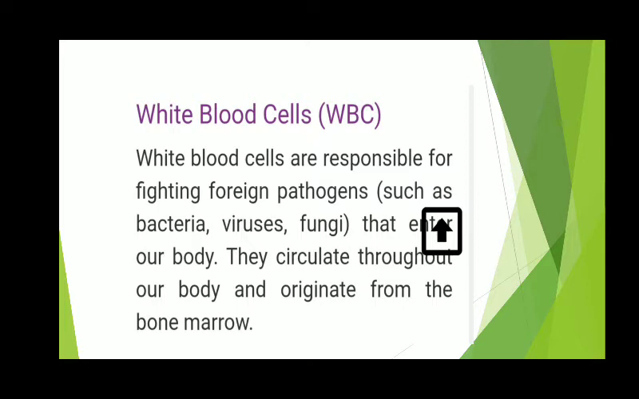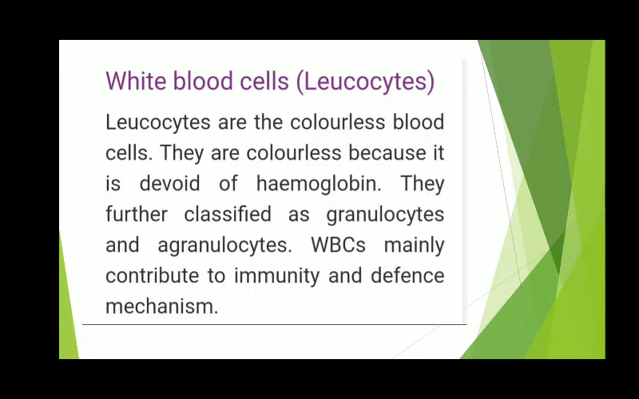White blood cells also originate from the bone marrow, and white blood cells are called soldiers of our body because they protect the body from the attack of disease causing germs and other foreign material. White blood cells are of many types, like leukocytes. Leukocytes are colorless blood cells. They are colorless because they are devoid of hemoglobin. They do not contain hemoglobin. And leukocytes can be further classified as granulocytes and agranulocytes. WBCs mainly contribute to immunity and the defense mechanism in our body.